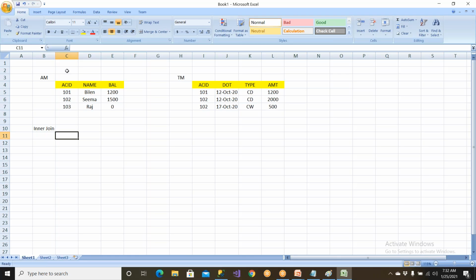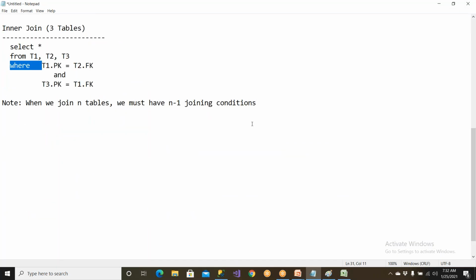So what is the query? You write it. The query is very, very simple. Select star from the account master table, comma, transaction master table, where am dot account ID is equivalent to tm dot account ID. So this is how you are going to be writing a query if you wanted to join those two tables. The common column is this, these are the tables.